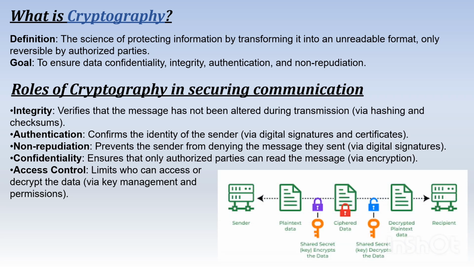Now, this diagram explains cryptography. The sender sends a plain text data. A shared key encrypts the data into ciphertext. The ciphertext is converted by decryption, using the same shared key, into decrypted plain text, and the receiver or recipient receives the text or the data.